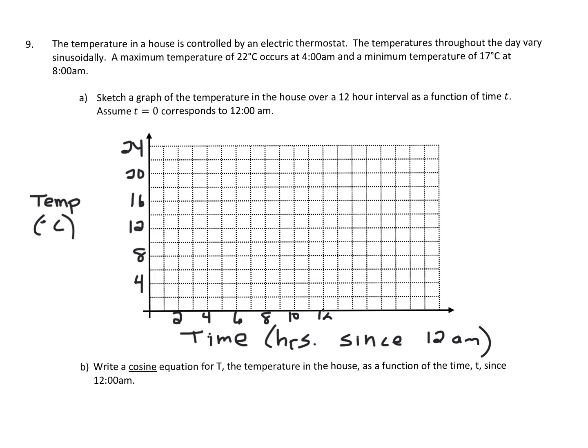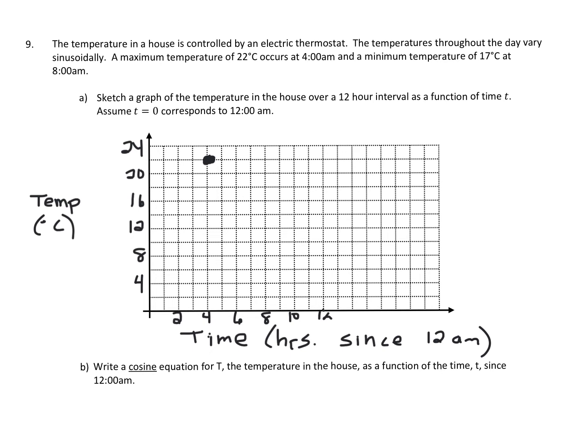Now let's just read what they say. They say a maximum temperature of 22 degrees occurs at 4 a.m. So at 4 a.m., we're going to be at a maximum temperature of 22 degrees. So let's plot that point. Okay, at 4, we're going to be at 22.